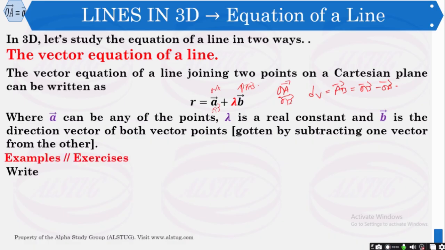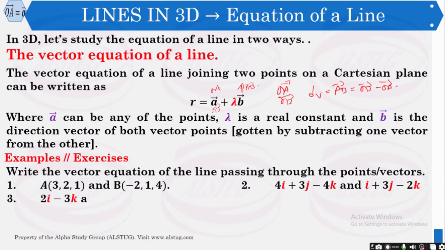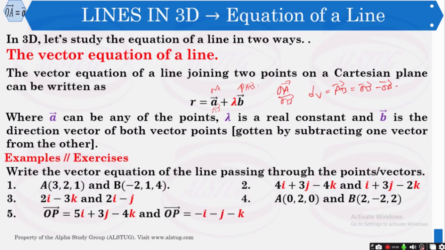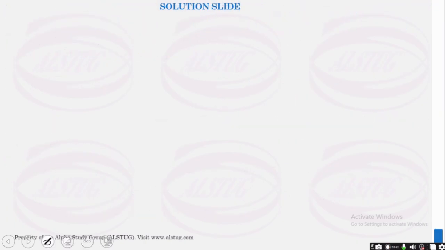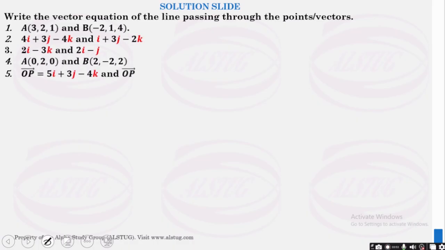Examples and exercises. We write the vector equation of the line passing through these points or vectors. Let's just move on, without wasting a lot of time. Write the vector equation of the lines passing through these. We have 5 systems. I'm going to do just 2, and you do the other 3, because it's really exactly the same thing all the time.